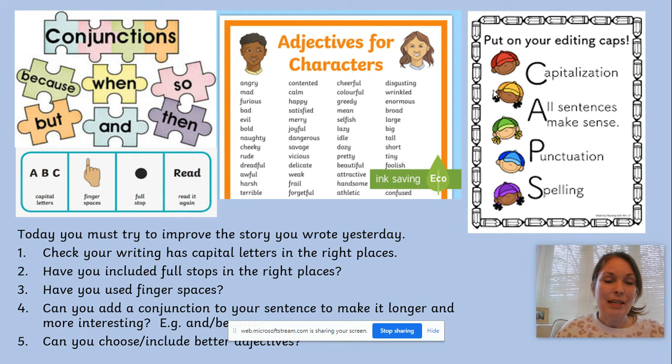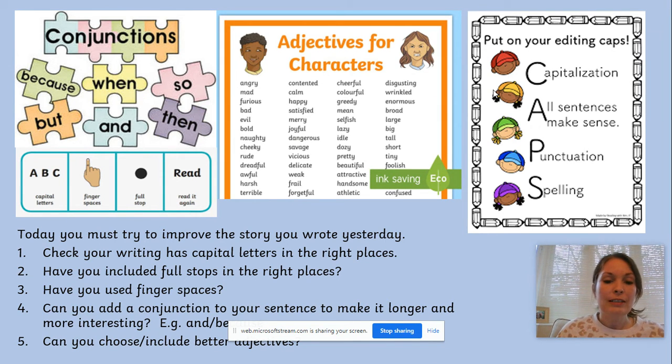And maybe you could write out a new sentence again at the bottom that you're going to remember to put into your new version when we write it next time to remind you.